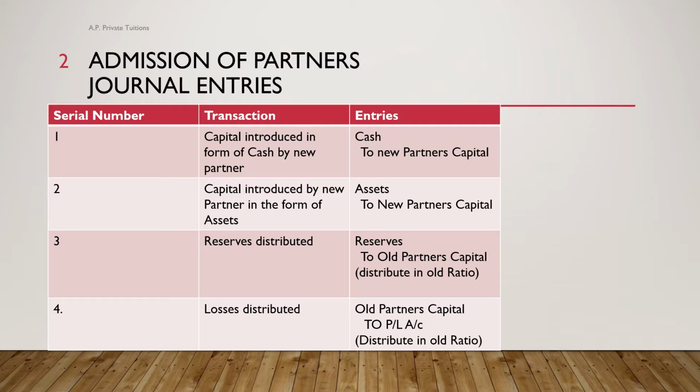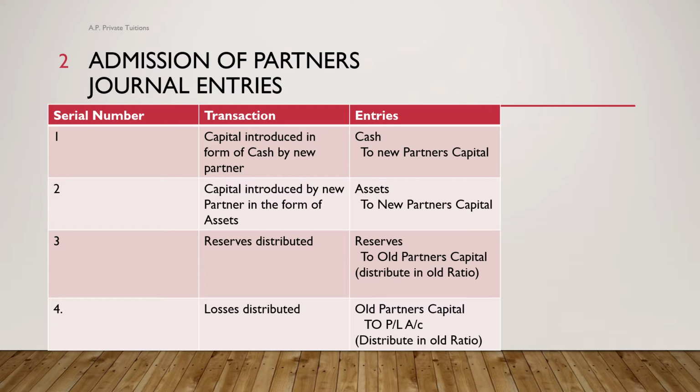When the new partner comes into the business, he brings money. So when he brings money, debit what comes in, credit what goes out. As per that rule, cash is coming, so cash is debited, and the new partner is bringing the money. Debit the receiver, credit the giver. Therefore, our entry is cash account debit to new partner's capital if he's bringing money.